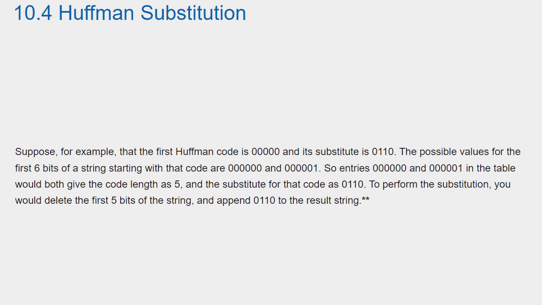The possible values for the first 6 bits of a string starting with that code are 000000 and 000001. So entries 000000 and 000001 in the table would both give the code length as 5, and the substitute for that code as 0110. To perform the substitution, you would delete the first 5 bits of the string and append 0110 to the result string.